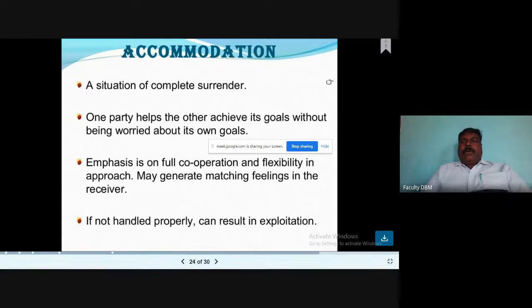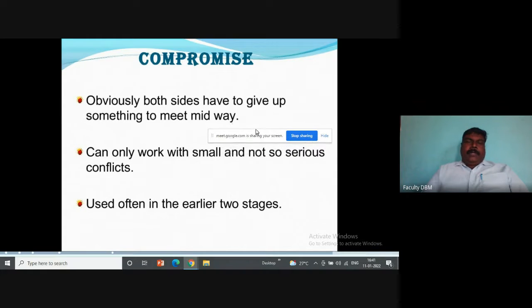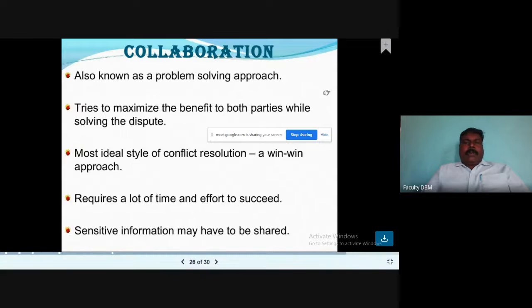Means that is accommodation. Compromise. Obviously, both sides have to give up something to meet midway. "Okay, fine. You leave 50%, I leave 50%. Then we'll go with this." This is compromise. It can only work with small and not so serious conflicts. Used often in the early two stages only. We can use this compromise.